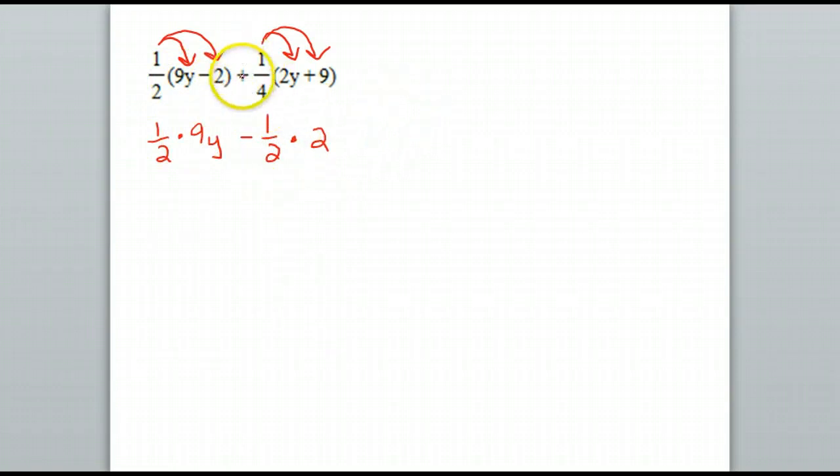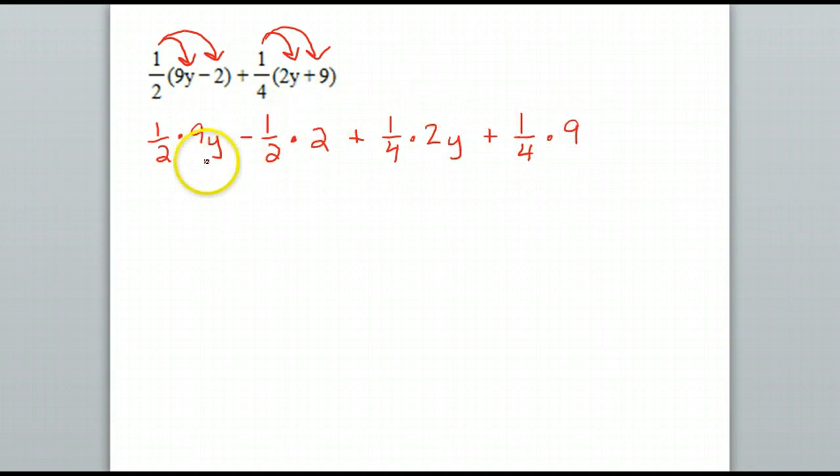Okay, same thing here, positive 1/4 times 2y, and then a positive 1/4 times 9. Alright, and then now you can't multiply numbers by letters or the variables, so the only thing I can do is multiply the number times the other number. So I'm going to put 9 over 1, I'm going to put 2 over 1, 2 over 1, and 9 over 1.